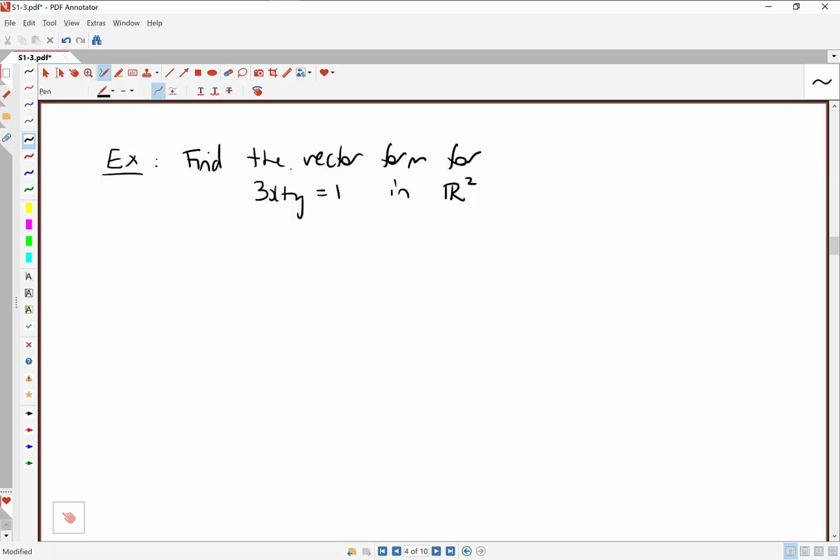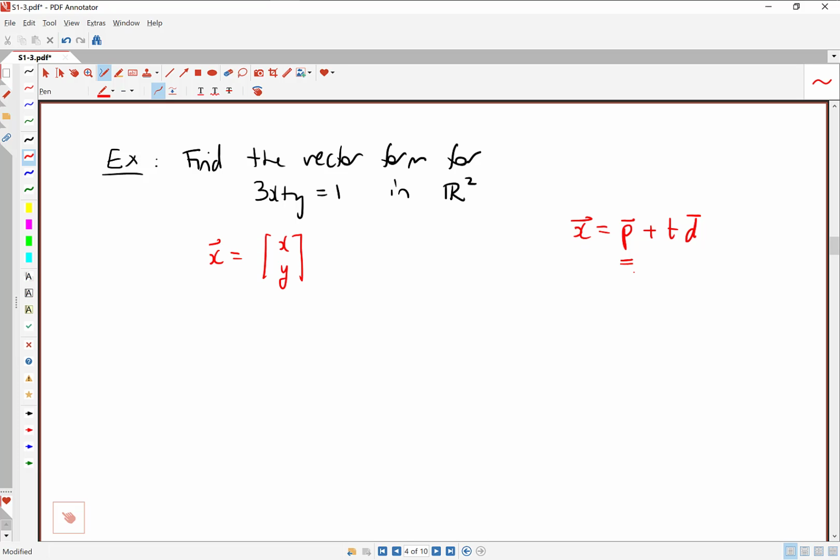So we're going to find the vector form for the line 3x plus y equals 1 in R2. Same line as we've been looking at through our previous examples. So let's think about what we need for vector form. I might write the vector form over on the side here just to keep us focused on what we're looking for. So vector x just represents a vector that contains variables.